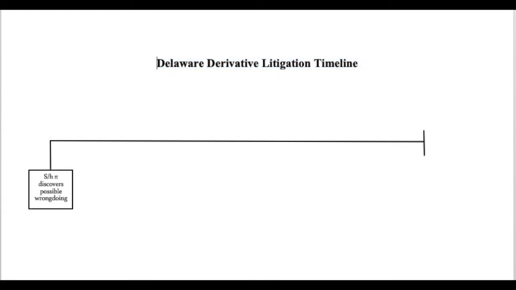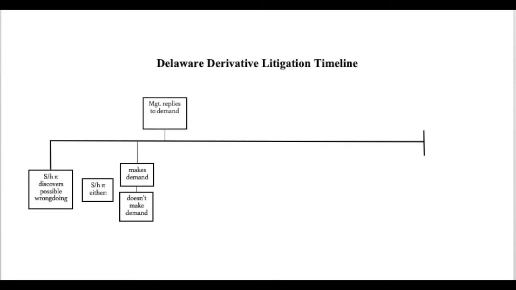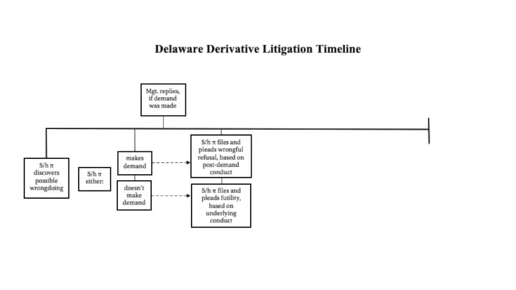So the first thing that happens is the shareholder discovers that something's wrong, and that could be all kinds of things. It could be conduct of a fiduciary, it could be some transaction or contract that the company has entered into. Then the shareholder either makes a demand or doesn't, and the management makes its reply. Now, since the management's reply will usually be to decline to take any action, the shareholder plaintiff, if they're serious, will go to court. So what happens next depends on whether the plaintiff made a demand or not.